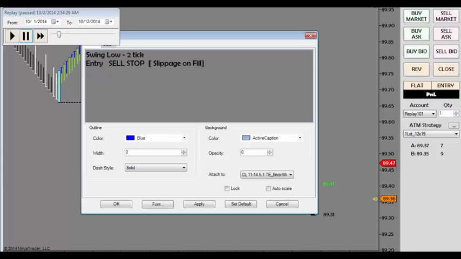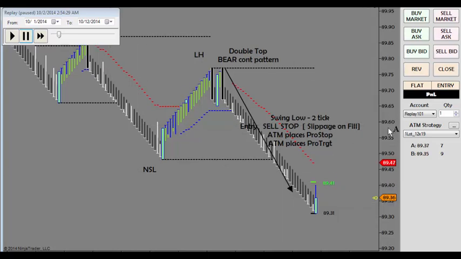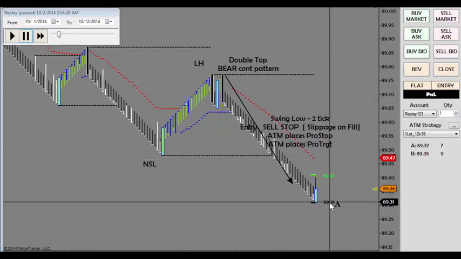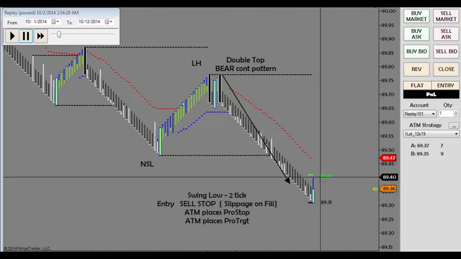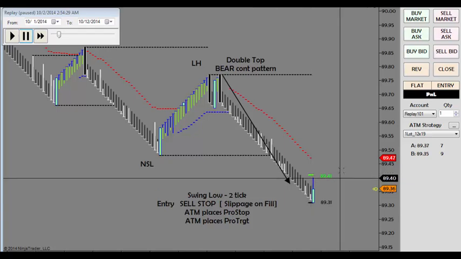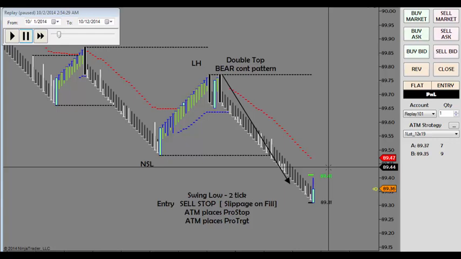Once we're entered on our sell stop, then the ATM that we used placed the protective stop. The ATM places the profit target. And in that particular case, we got aggressive. We used a 1-to-1 measured move right here to identify a target. Although we didn't have to do it that way, we could easily have just trailed our stop at this right here, use the bar counter plus 3 or 4 ticks, and that's where it'll get the reversal.